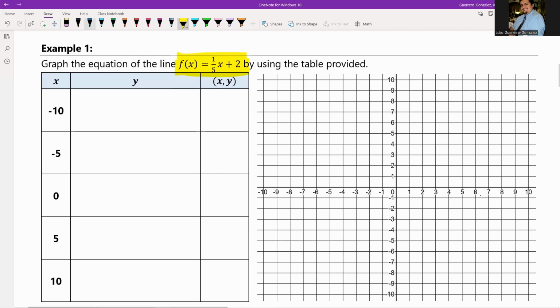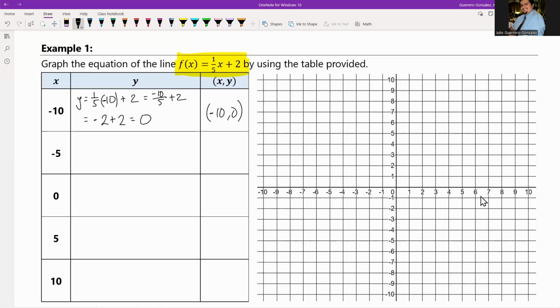Suppose for the first one, our x value is -10. My y value is y equals 1/5 times -10, plus 2. 1/5 times -10 is -10/5, plus 2. So this is -2 plus 2, which is equal to 0. So my x and y value here is -10, 0.